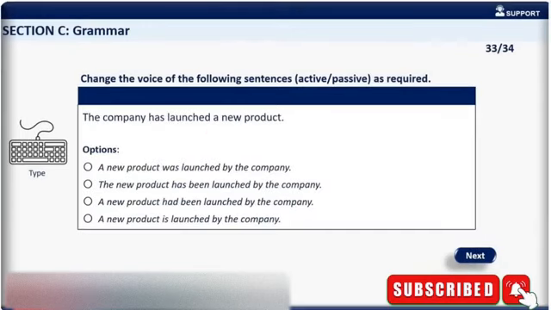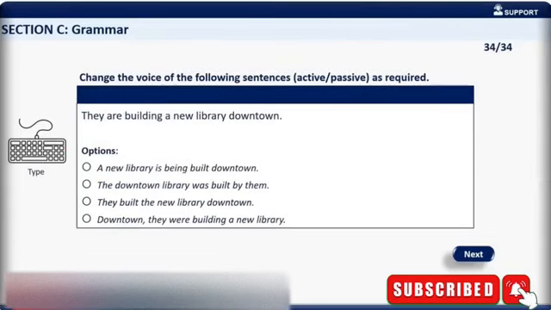Moving on to the next question. The company has launched a new product. The options that we have are: a new product was launched by the company; the new product has been launched by the company; a new product had been launched by the company; a new product is launched by the company. So the correct answer in this case is: the new product has been launched by the company.